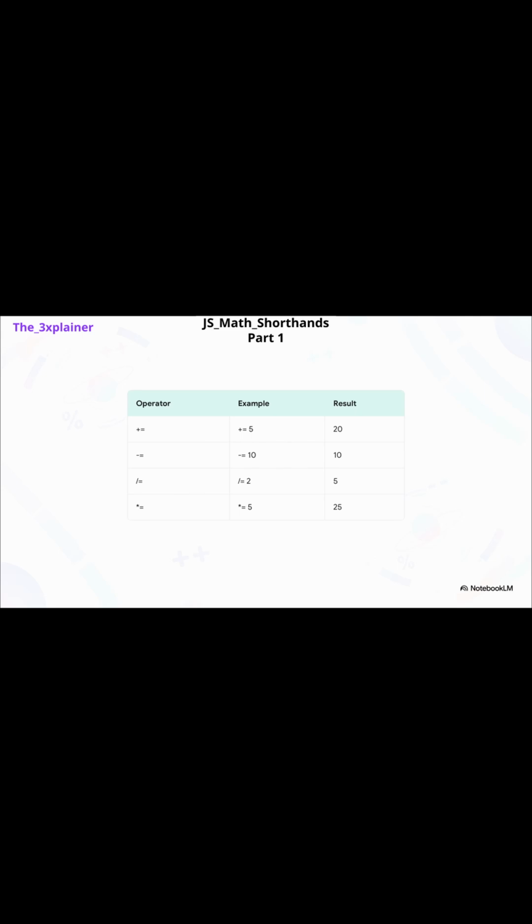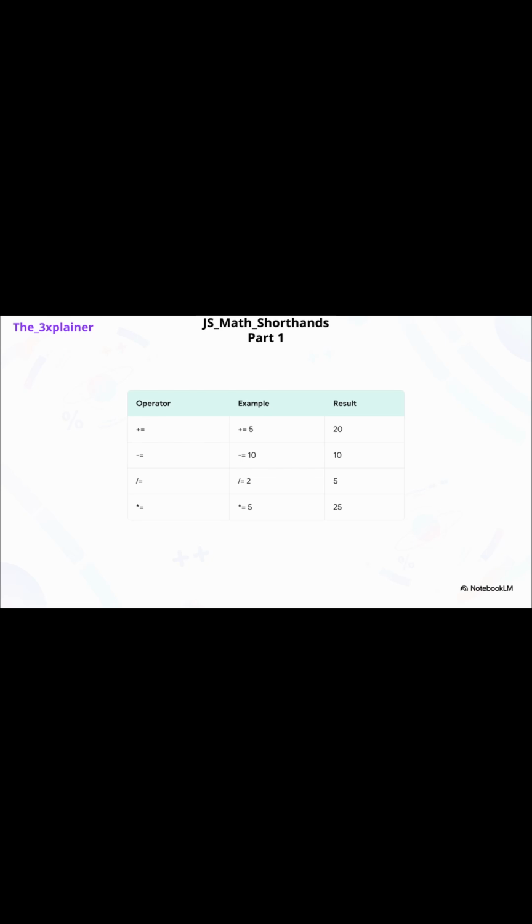Let's take our variable on a quick little mathematical journey. Imagine we start out with a value of 15. If we use our addition shorthand, += 5, boom, we instantly bump that up to 20. Need to subtract? Just use -= 10, and our 20 drops straight down to 10. We can divide using /= 2, cutting our 10 in half to 5. And finally, we multiply with *= 5, bringing the whole thing all the way back up to 25.